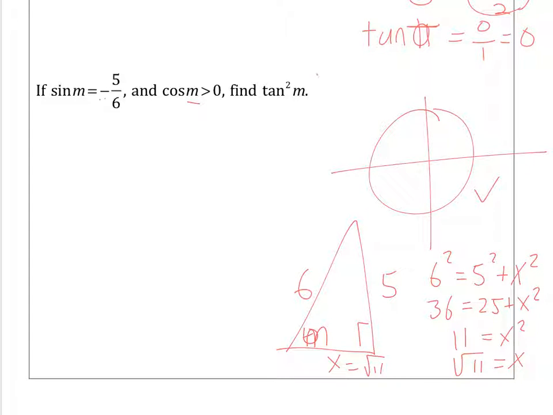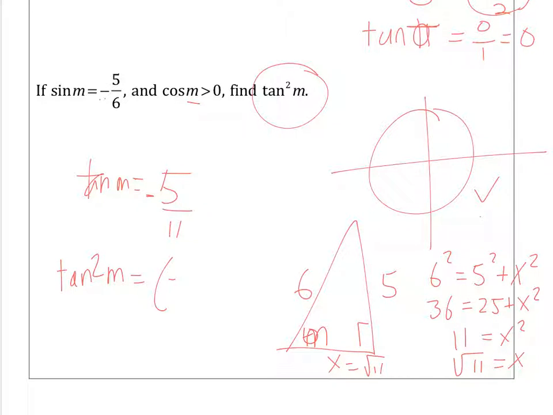Okay, so tangent of m is going to be 5 over square root of 11. We're down in the fourth quadrant, so that should be -5 over square root of 11. Tangent squared of m is going to be -5 over square root of 11, squared, which is going to be positive 25, and square root of 11 squared is going to be 11. That's my final answer.